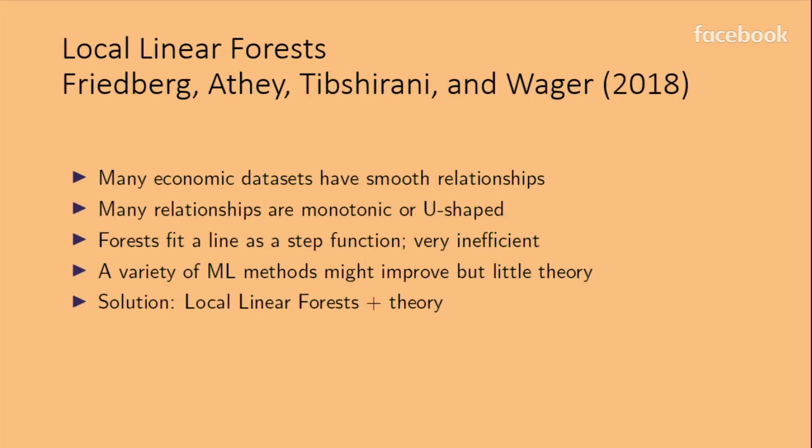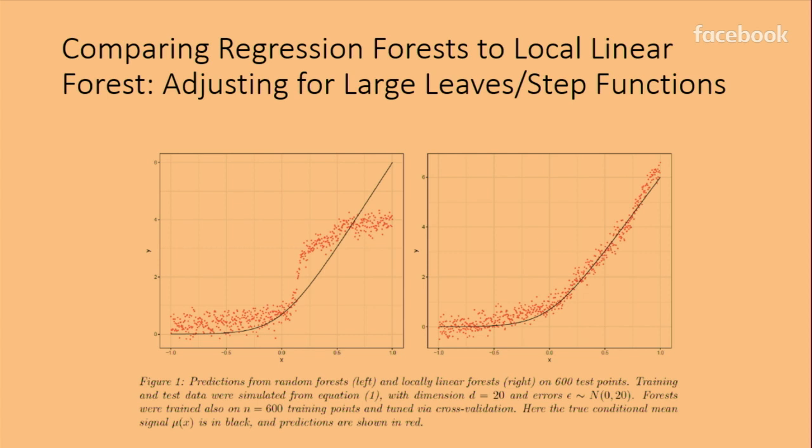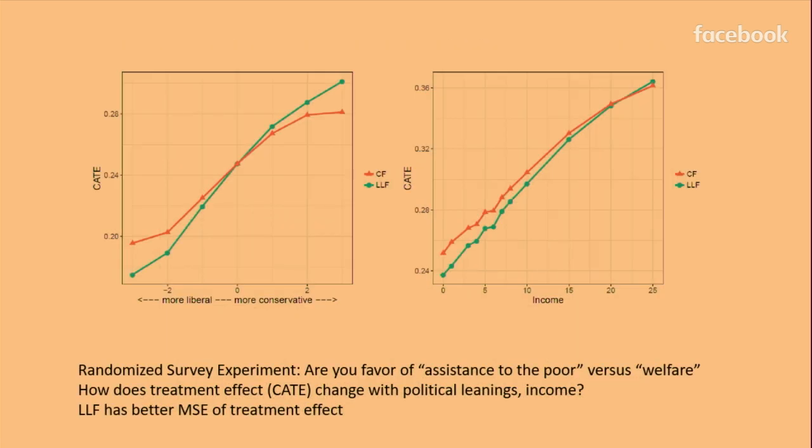So together with a student of ours, Rina Friedberg, we wrote a paper called Local Linear Forests, and this is motivated, again, by some work that's been done in the statistics literature, where what we do is we adjust for observations within a leaf being far away. Another way to think about it is we run a local linear regression at each point, weighting using the random forest weighting kernels. And so we see that where a regular random forest would fit a step function and have a hard time estimating a steep slope in a small data set, by using these local linear adjustments, we get much smoother effects. So we apply this to causal inference.